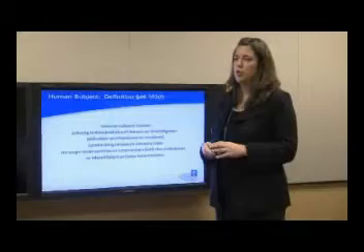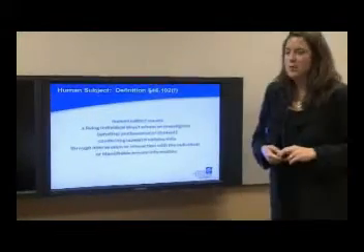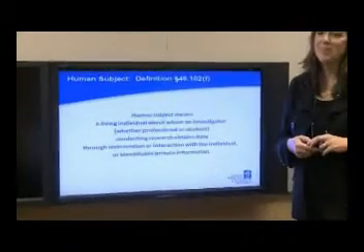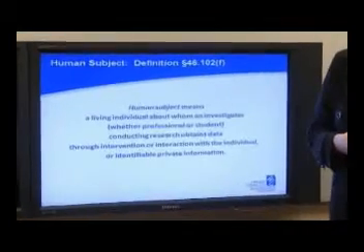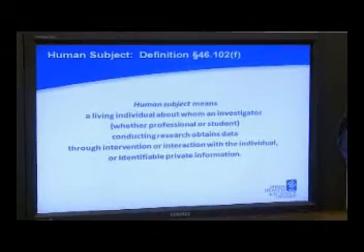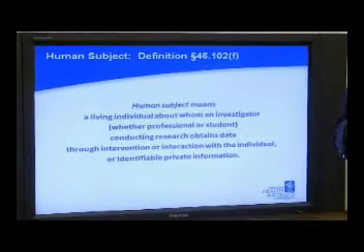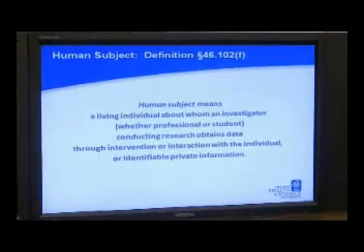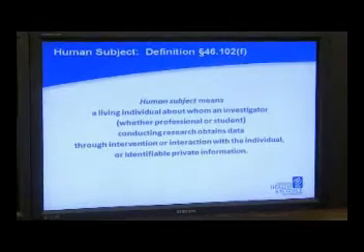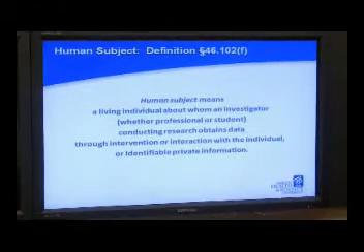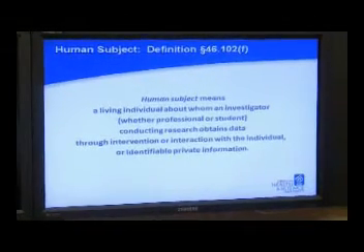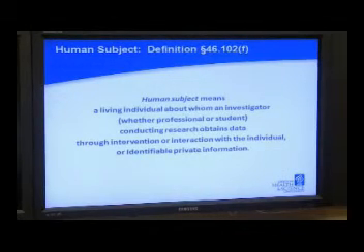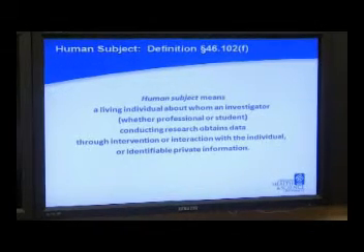So then what is a human subject? It seems simple, but in fact, it doesn't end up being that simple. One thing to know is that we've got a definition that we work with: it's a living individual about whom an investigator, whether that's a professional or a student, so these cover students as well, is conducting research by obtaining data through intervention or interaction with that person, or identifiable private information.